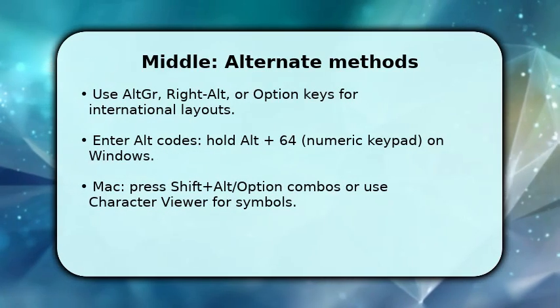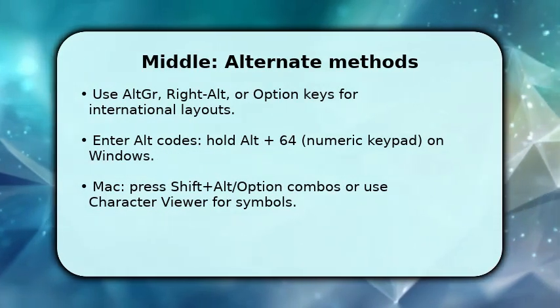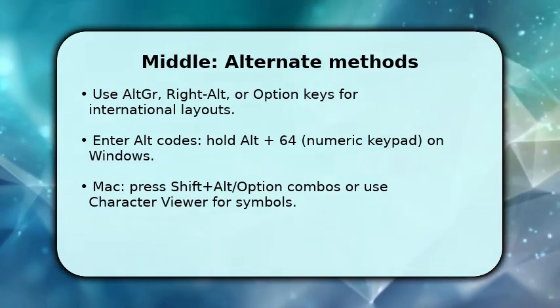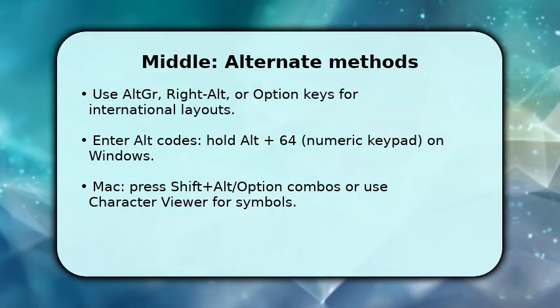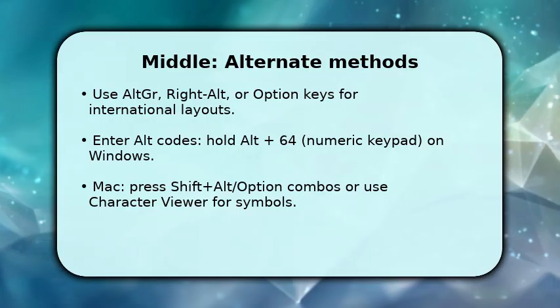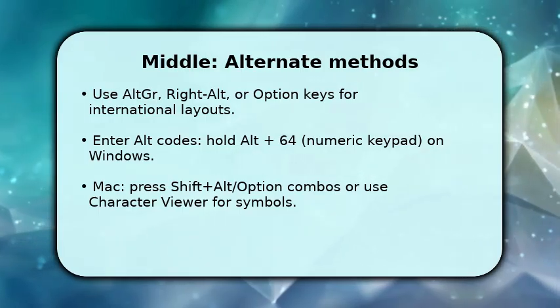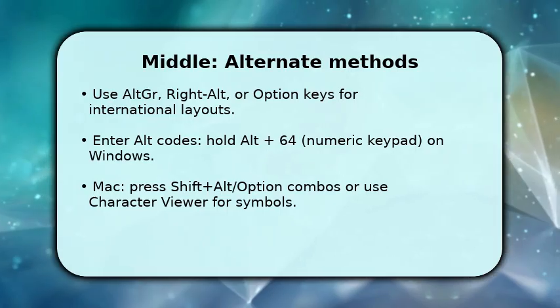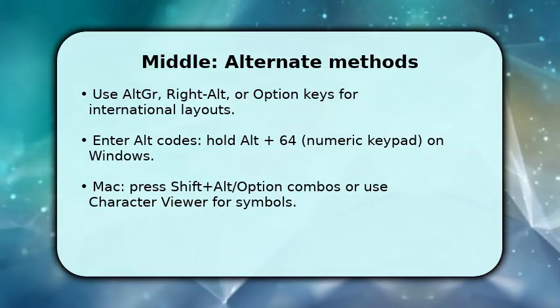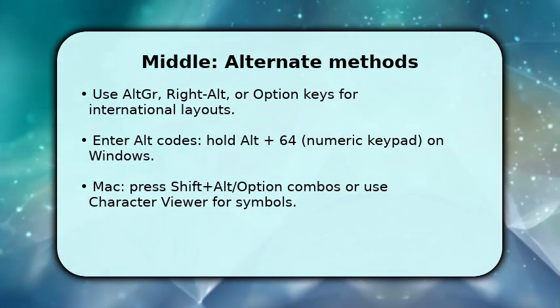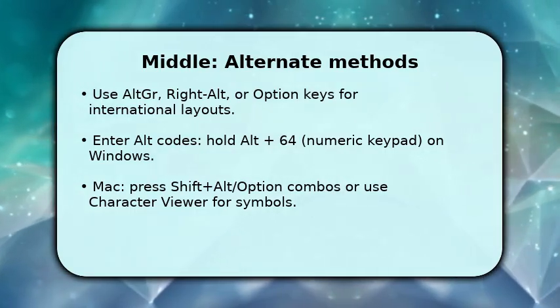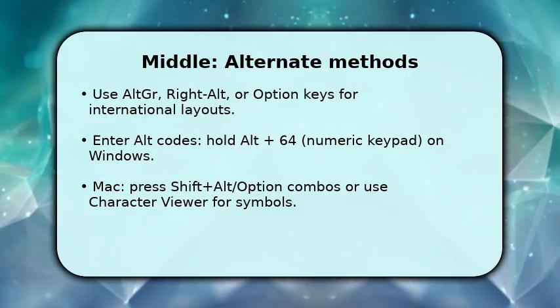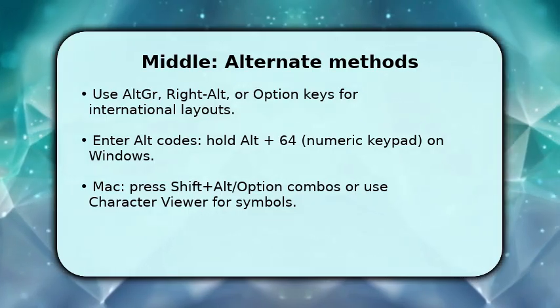Now try alternate entry methods for stubborn layouts. Press the right Alt-GR with the appropriate key, often 2 or Q, because many international keyboards map it there. On Windows with a numeric keypad, hold Alt and type 64 to insert @. Make sure numlock is on. On Mac, use option combinations or open the character viewer and search for its sign. Once you master these, switching between apps and languages becomes predictable and fast, avoiding guesswork.